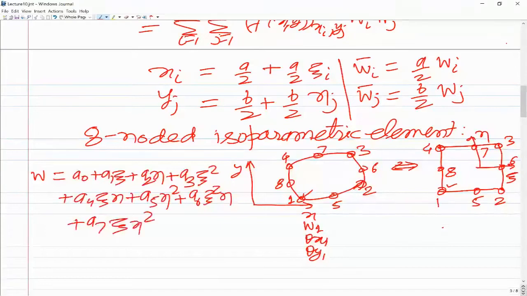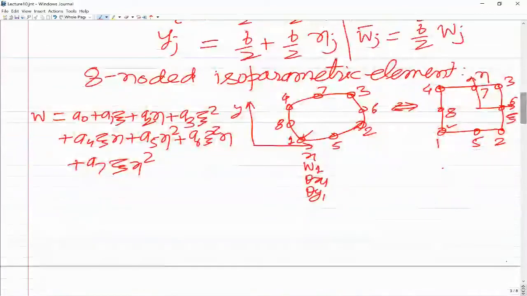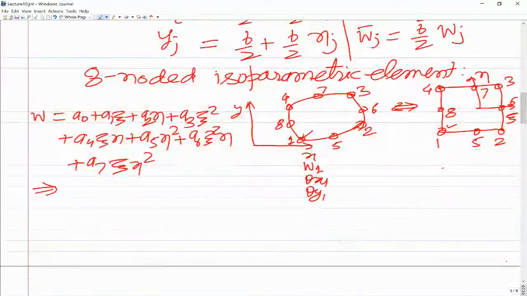So these are the terms we will choose, and then you express a0, a1 up to a7, all these constants, in terms of w1, w2, w3 up to w8, and then put them back here, and then when you collect the coefficients of w1, w2, w3, you get the shape functions. So from this you can see the procedure we have already discussed. You can write this w as summation I going from 1 to 8 Ni wi.